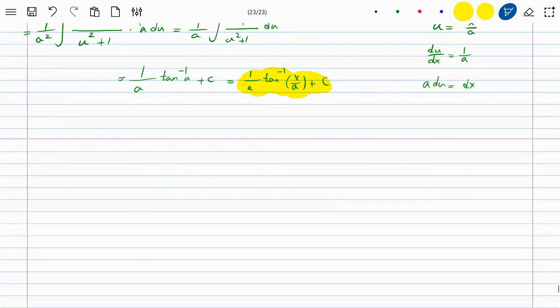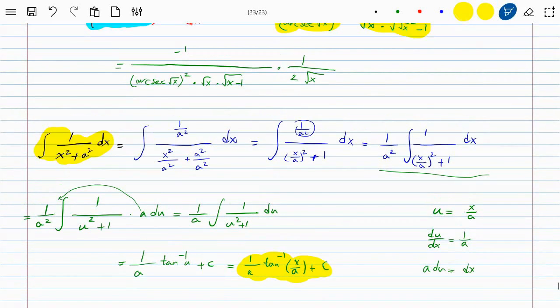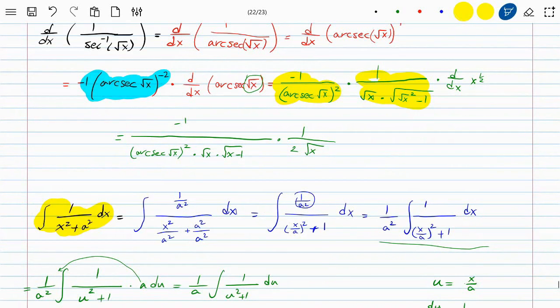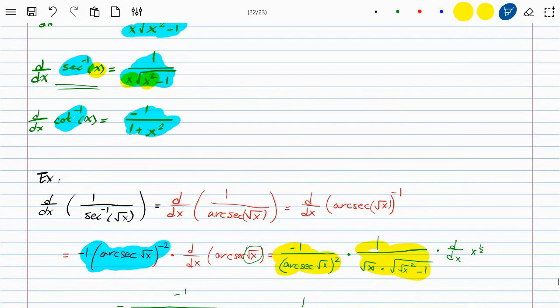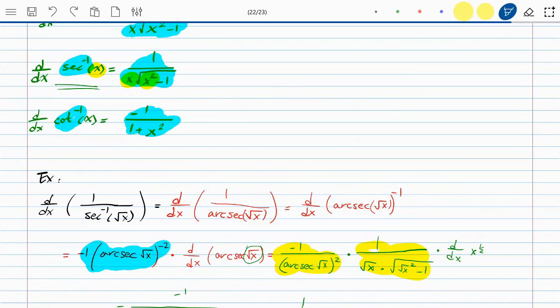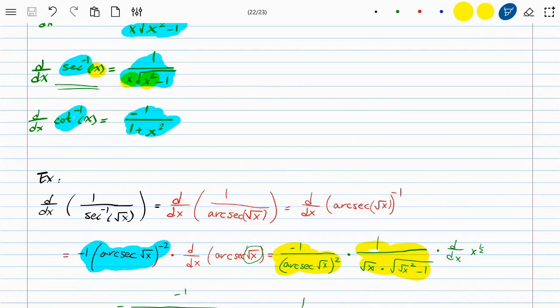Okay, this is it for this section. Make sure you do enough examples with the derivatives, because it's important to know the derivatives, at least for sine, cosine, and tan inverse. The other ones are just consequences. Secant inverse as well. Cosecant and cotangent inverse are just very similar. Okay, so let's stop here.